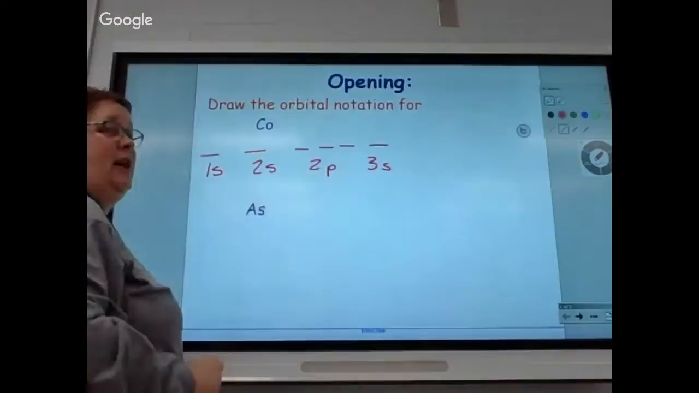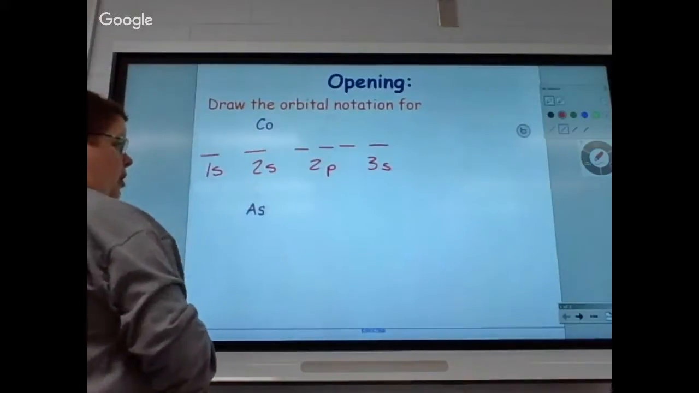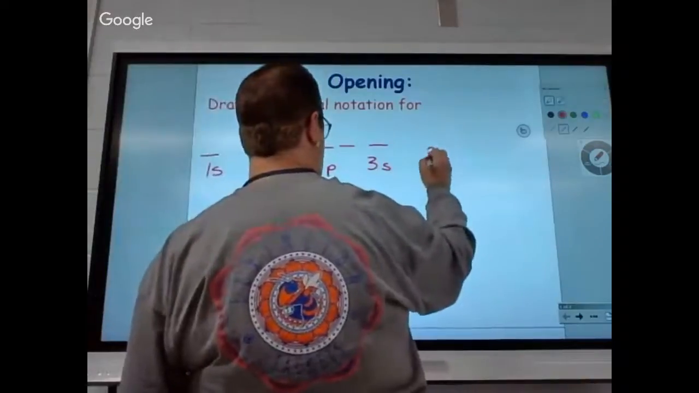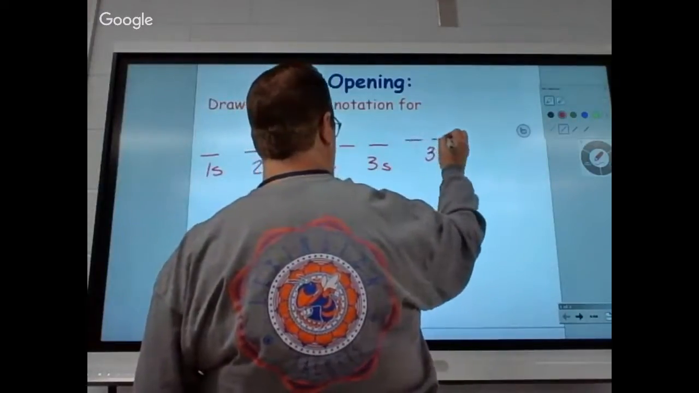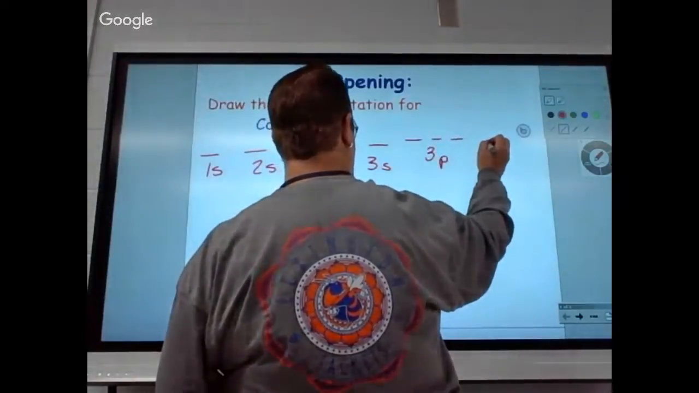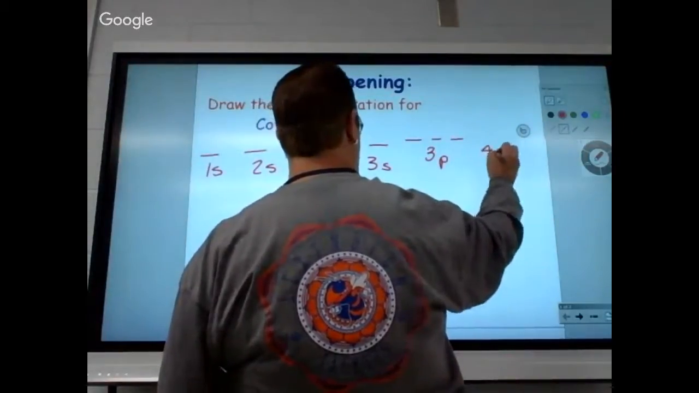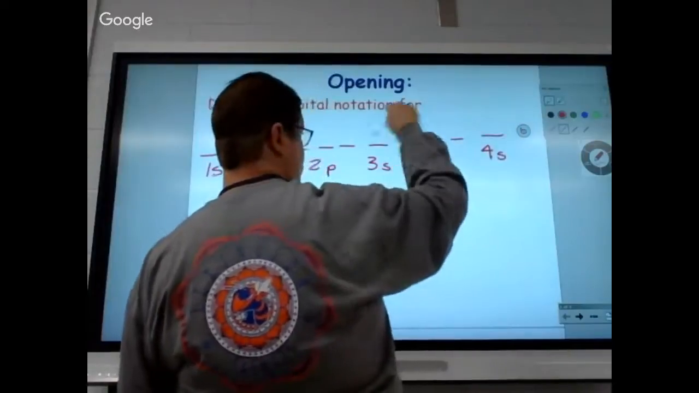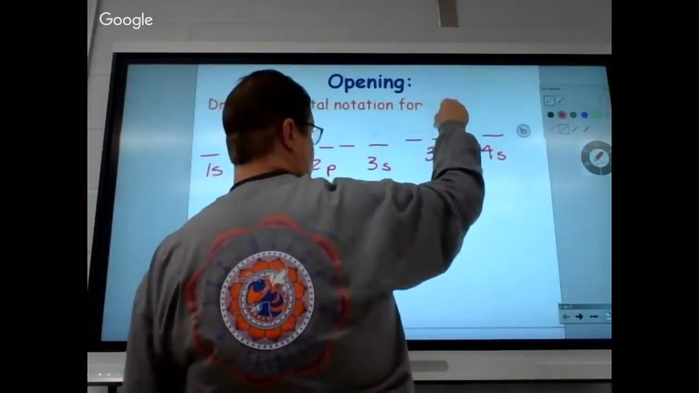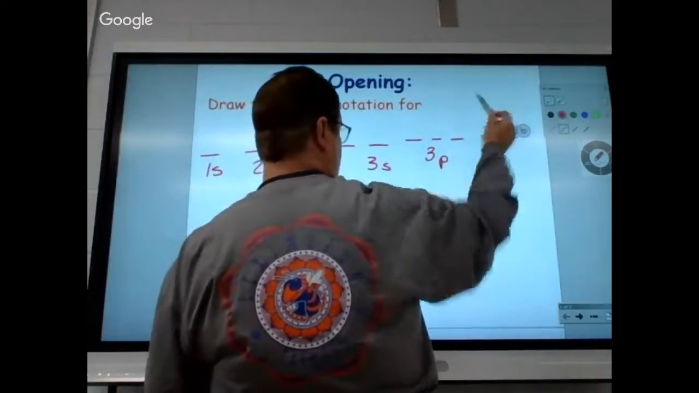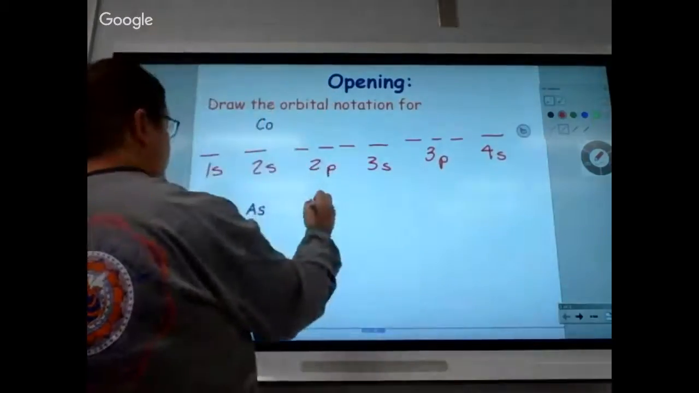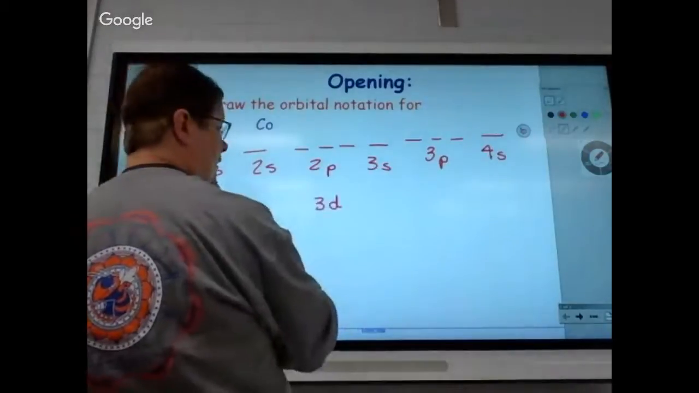So we're not at 27, right? So back to the chart. What comes after 3s? How many lines above a p? 3. Next, 4s. What can go above an s? 1. So we were at 12, so this would be 14. 8, so we're still not at 27, so what comes after 3s? 3d. So how many lines above a d? 5.